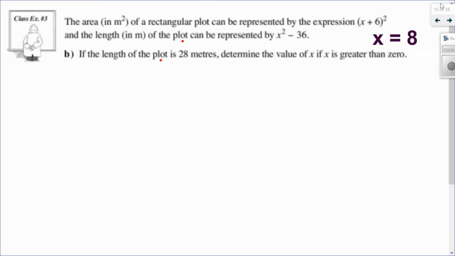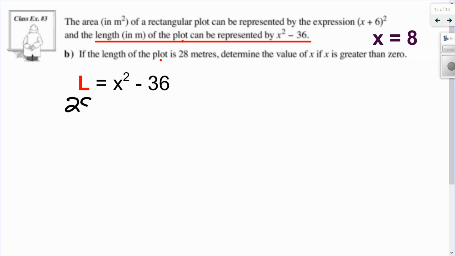Let's try continuing with that. If the area is (x plus 6) squared, the length is still x squared minus 36. If the length of a plot is 28 meters, determine the value of x if x is greater than 0. So the length is x squared minus 36, and I know that if the length is 28, I want to solve for the value of x.